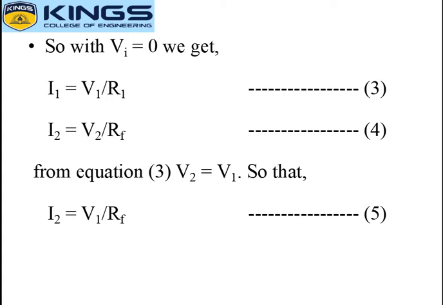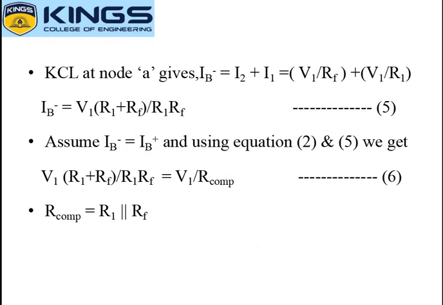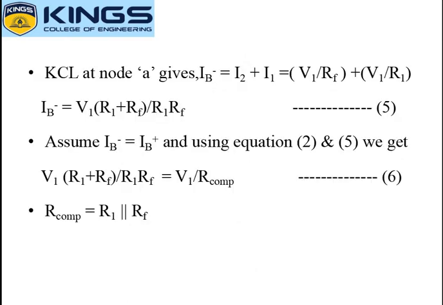For compensation, V0 should be 0 for input voltage equal to 0. That is, from the equation, V2 equal to V1, so that I2 equal to V1 divided by RF. KCL at node A gives IB minus equal to I2 plus I1, right? So I2 equal to V1 divided by RF.